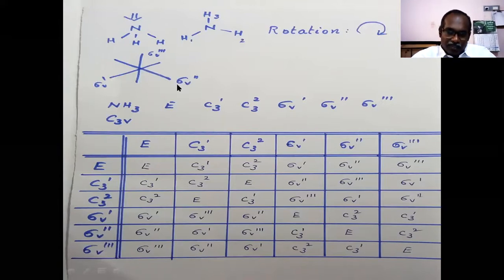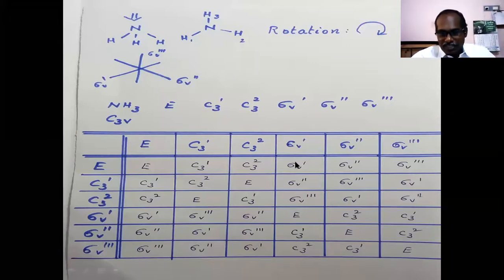The reflection plane which passes through hydrogen 1 is sigma V dash. The reflection plane which passes through hydrogen 2 is sigma V double dash. The reflection plane which passes through hydrogen 3 is sigma V triple dash. I have already told you, even if you rotate the molecule, the positions of hydrogen 1, hydrogen 2, hydrogen 3 will change. But the positions of reflection planes will not change.